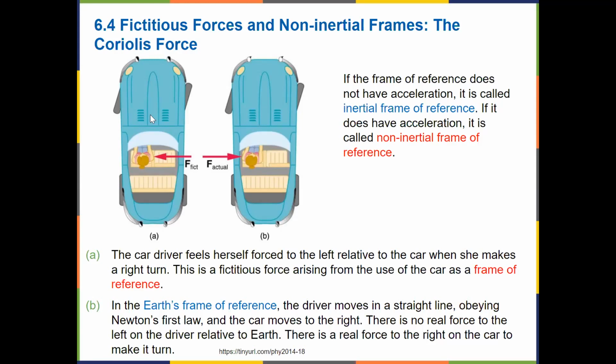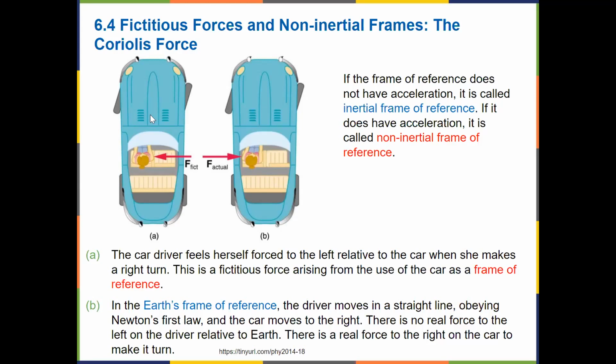So in this case, you are taking the car as your frame of reference. The car is turning. Even though its speed may still be the same, the direction changes. So the car has a change in direction of the velocity. When the car's velocity has changed, that means the car has acceleration. So your frame of reference of the car is not an inertial frame of reference. It's called a non-inertial frame of reference. If an object you take as your frame of reference has acceleration, then it's a non-inertial frame of reference. If you take that as your frame of reference, then you might experience the fictitious force, which is your perception of a force on you, but actually it's not a real force. It's a fictitious force.